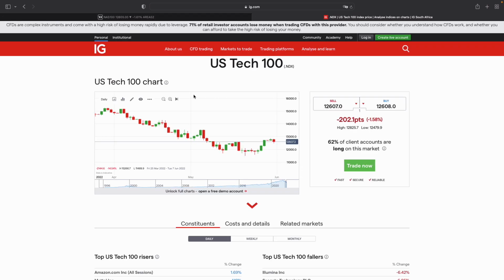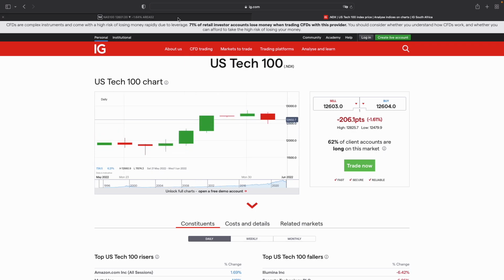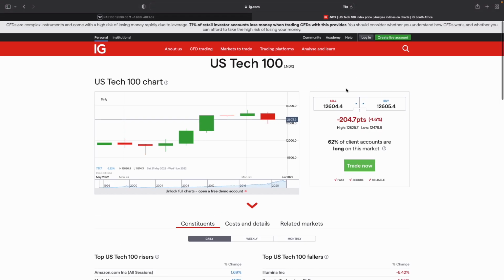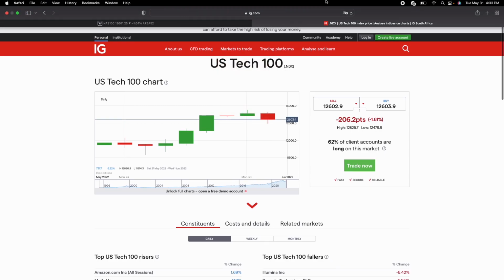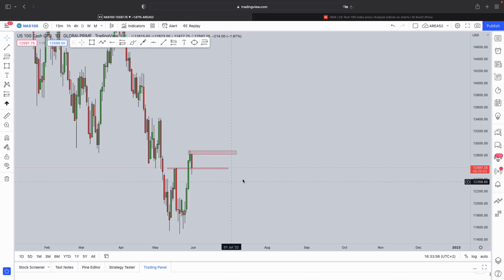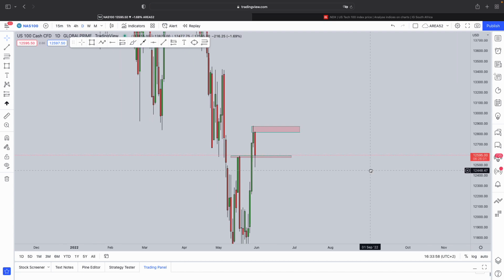Next up, we do have the sentiment data. Now the sentiment data tells us what the retail traders are doing in the market. We can see here that 62% of retail traders as of today, because the market only opened today, they are buying the NASDAQ. Not, the market didn't open today, as of yesterday. Yesterday was a public holiday, but you get what I'm saying. But 62% of retail traders are long in this market.